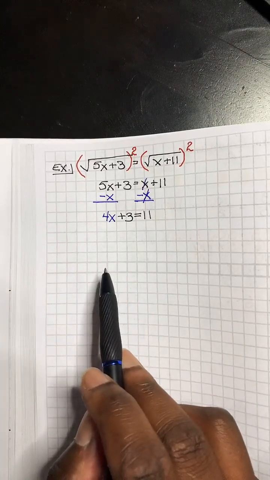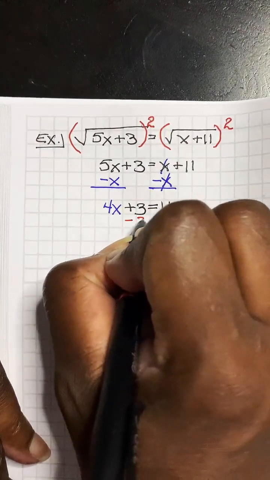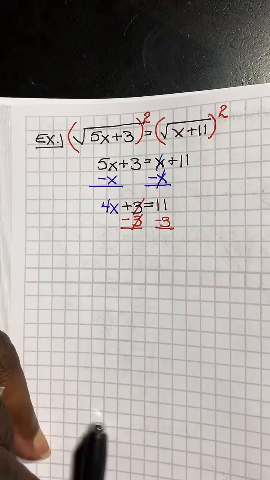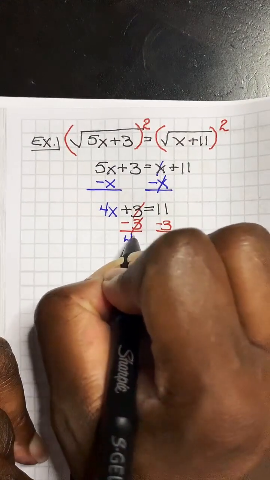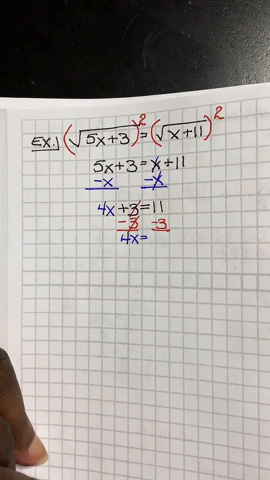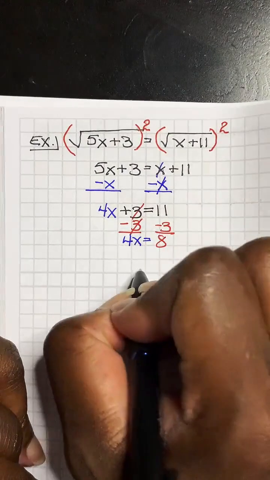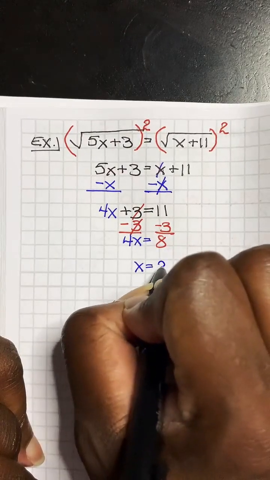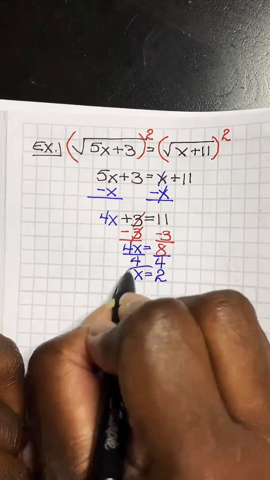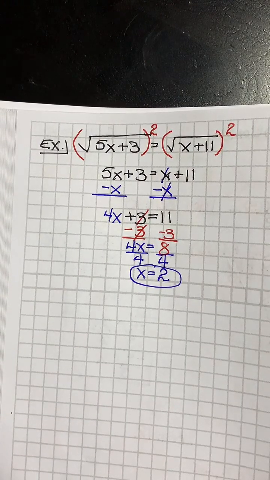Okay? Now, let's really isolate this x. So what we're going to do is subtract 3. Cancel out the 3's. So it gives you your 4x is equal to your 8. And if 4x is equal to 8, that means x is equal to 2. Because if I divide both sides by 4, 8 divided by 4 will give me 2. Okay, there you go. Algebra.